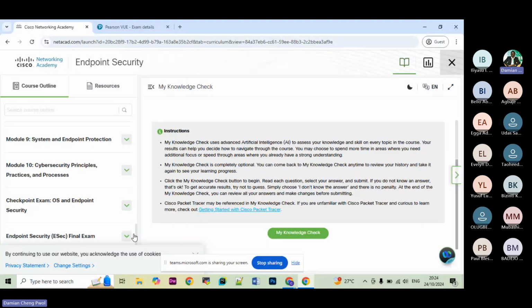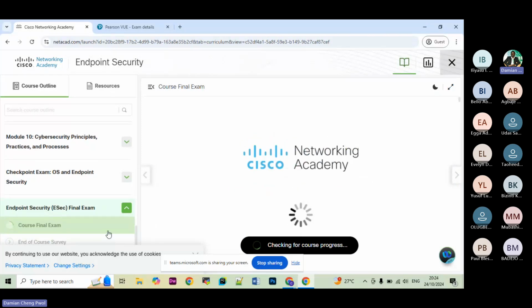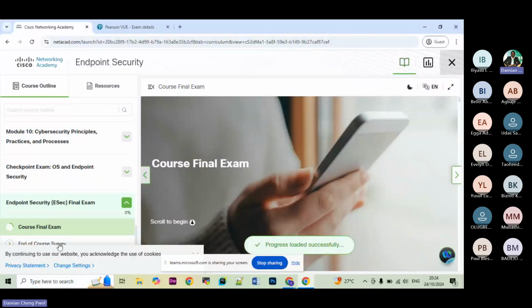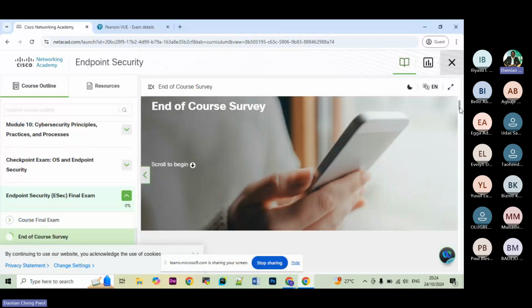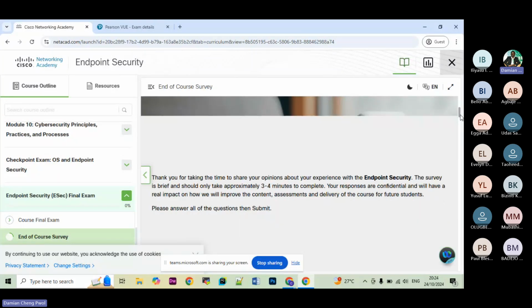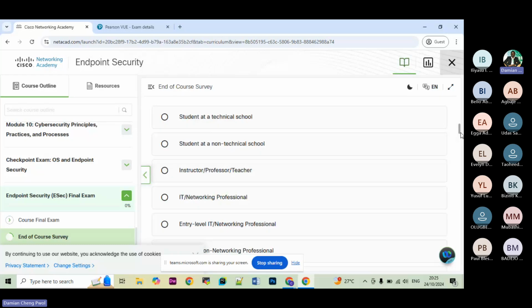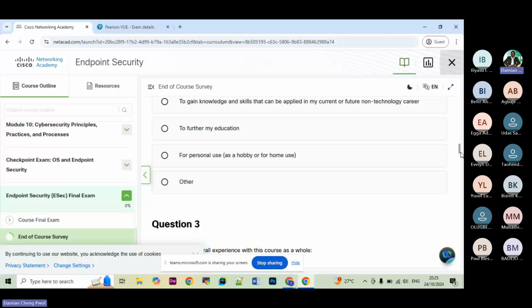Lastly, you have the final exam, which is known as the endpoint final exam. Before you attend this exam, you are expected to complete what we refer to as the end of course survey. The end of course survey is key to our program. We want to know whether you enjoy this program or not. We want to get feedback from you. This area is meant for you, so you need to fill it in. You have some questions. It has nothing to do with your grading. We just want to get some feedback from you.